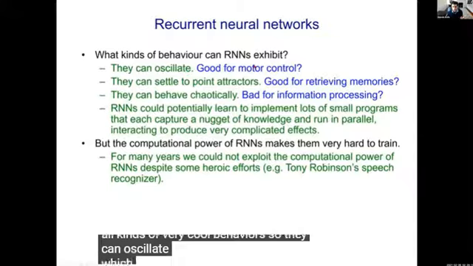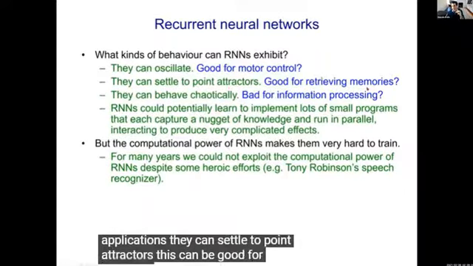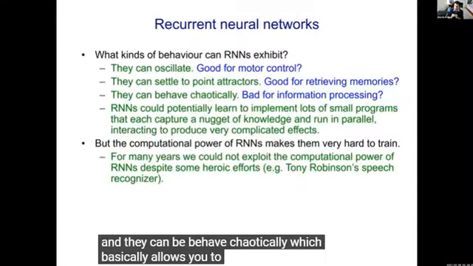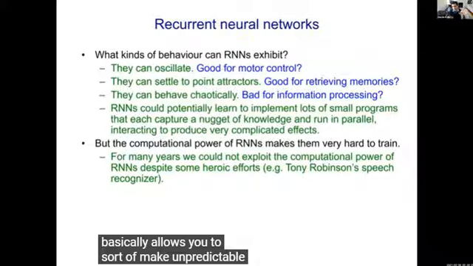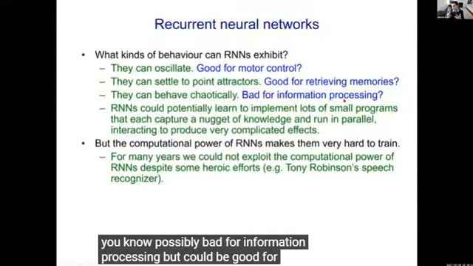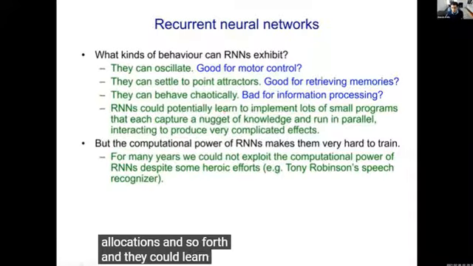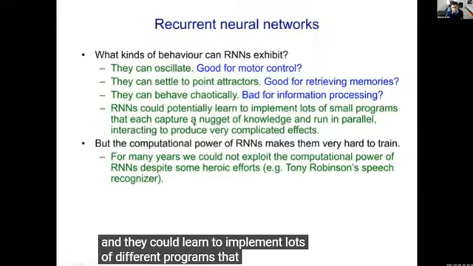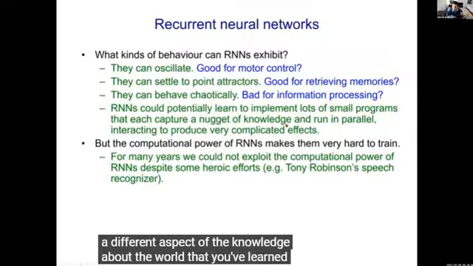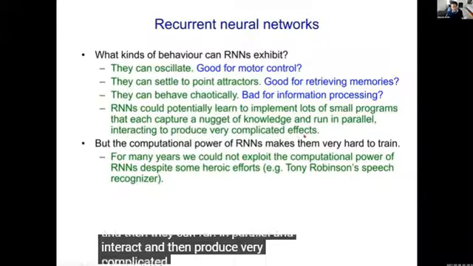They can oscillate, which can be helpful for motor control applications. They can settle to point attractors, which can be good for retrieving memories. And they can behave chaotically, which basically allows you to make unpredictable decisions, which can possibly be bad for information processing, but could be good for, I don't know, secrets or for random allocations and so forth. And they could learn to implement lots of different programs that each capture a different aspect of the knowledge about the world that you've learned from your sequence. And then they can run in parallel and interact and produce very complicated effects.